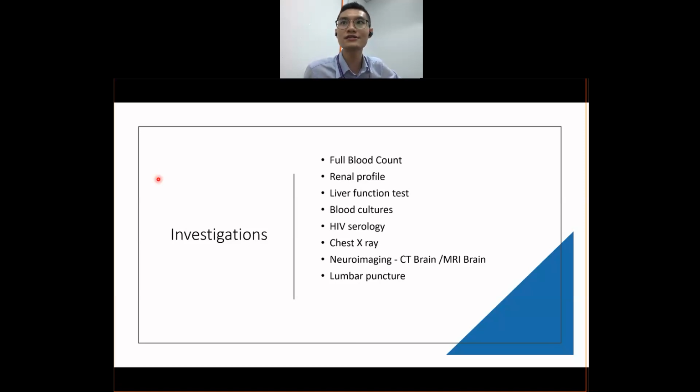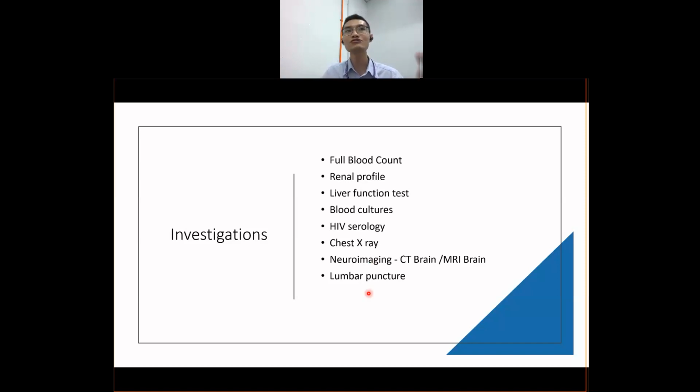Blood cultures are to help us diagnose any bacteremia. HIV serology, because you need to make sure that the patient is not immunocompromised. Chest X-ray is also very important because, for example, if you find a lot of cavitation or consolidation in the lung in a patient with CNS presentation, you might want to think about pulmonary TB together with CNS TB. After all this basic investigation, taking blood and ordering a chest X-ray, then we send the patient for more advanced imaging like CT brain, MRI brain, and also lumbar puncture.